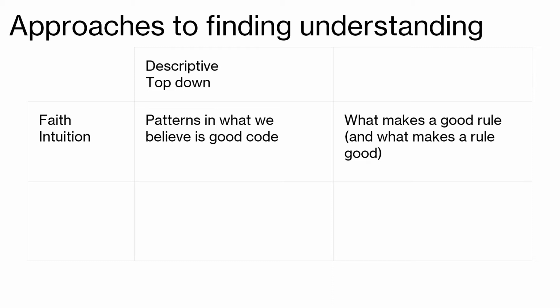All right, we can look at what makes a good rule. What makes a good code quality rule? So this is, instead of top-down describing the properties of code, we're going bottom-up and prescribing what kinds of rules would it follow if it were to become good code.